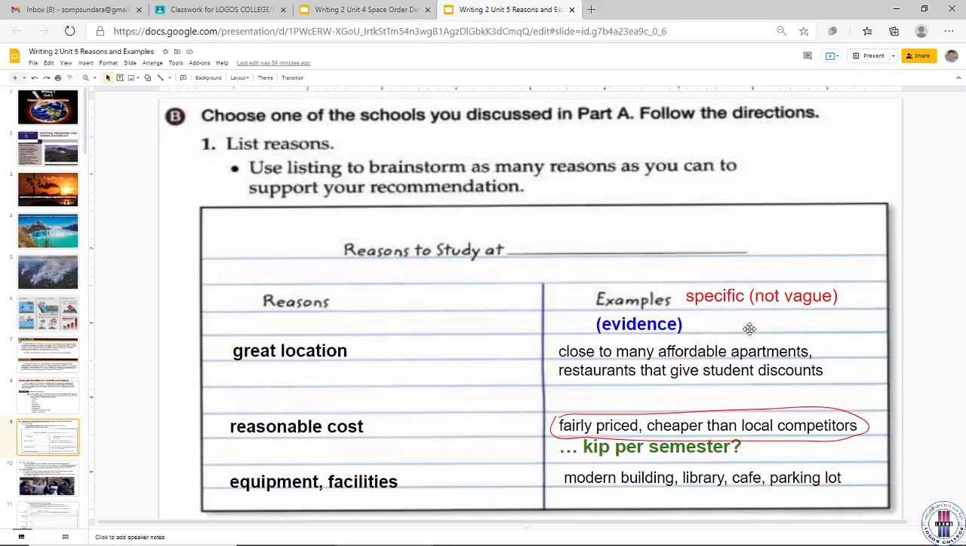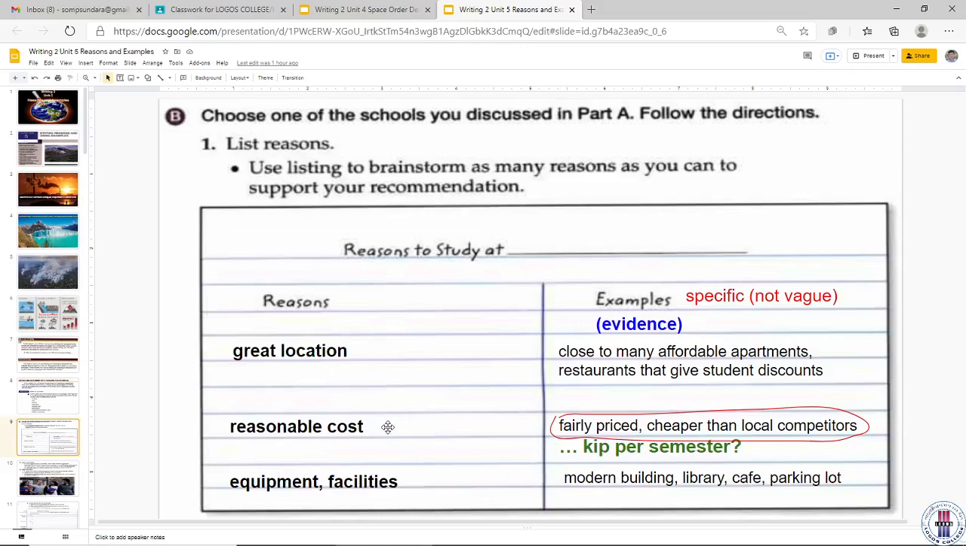Let's say this person says it has a great location. That really doesn't tell you much. Why is the location great? You want to be specific. You say, close to many affordable apartments. There are also restaurants around the school that give student discounts. Now you're being more specific.